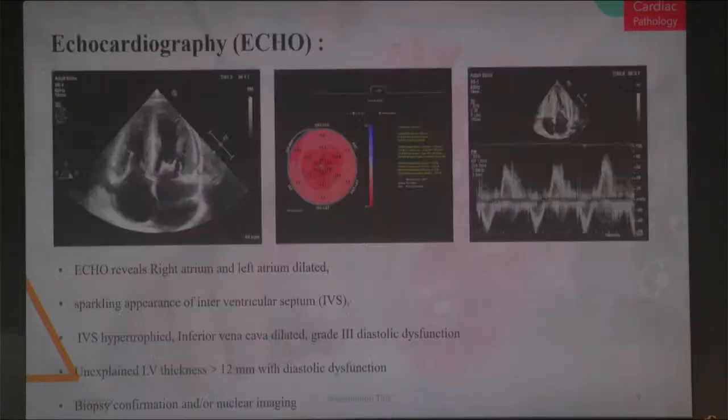So the next thing is to carry out echocardiographic imaging. In echocardiography, if you're thinking of any kind of infiltrative or restrictive cardiomyopathy, look for a sparkling or non-sparkling appearance of the interventricular septum like this, unexplained thickness of the left ventricular wall of more than 12 millimeters with diastolic dysfunction, and interatrial septal thickening. Whenever you suspect it, this gives more confirmation that you are dealing with cardiac amyloidosis.